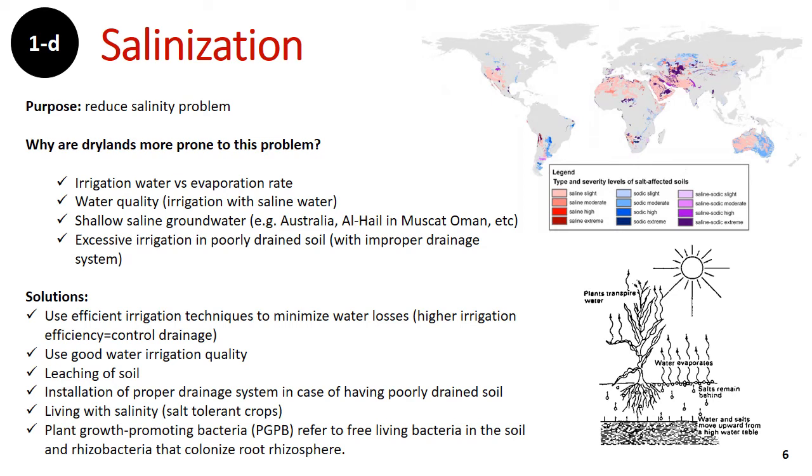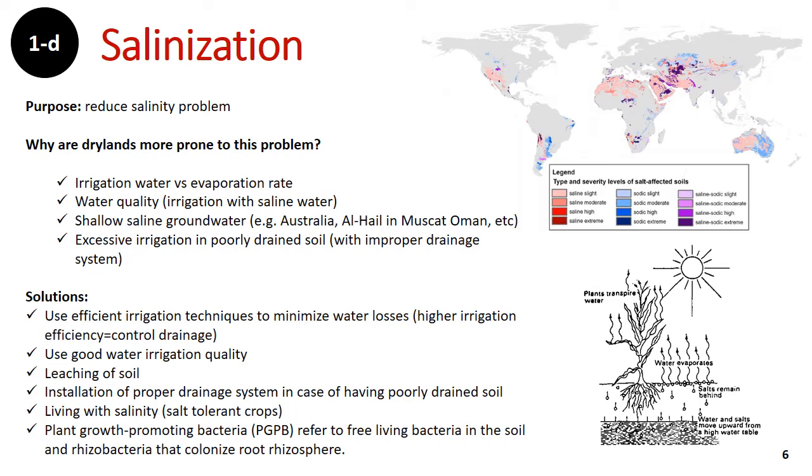And not only that, if you use good quality water, then you can flush the soil and leach the salt out from the soil. In conditions where you have an improper drainage system or poorly drained soil, then you may need to install a drainage system, which would help to drain the water and divert it from the soil to other areas, so you don't end up creating a waterlogging condition and salinity issues.